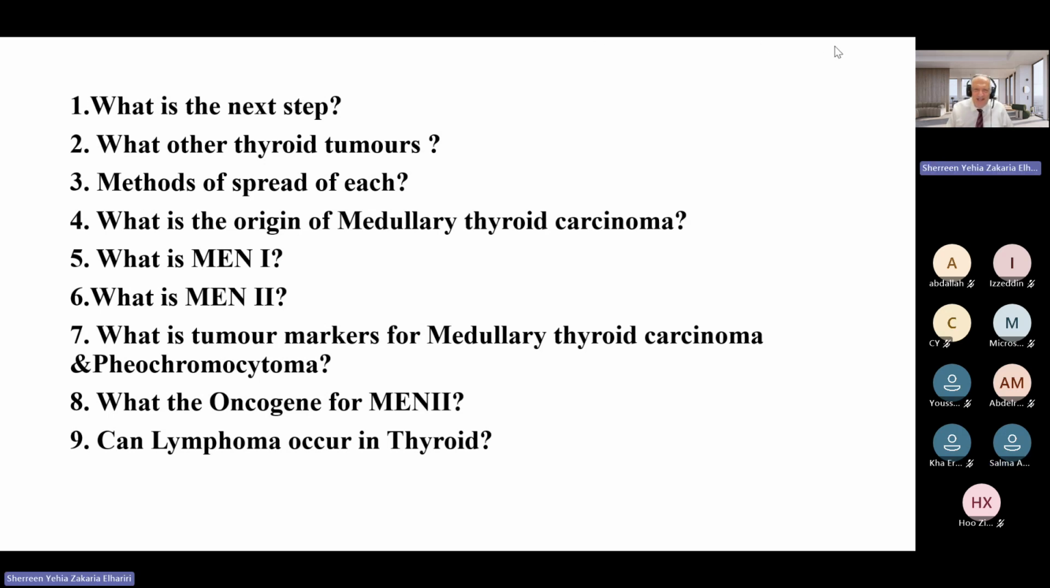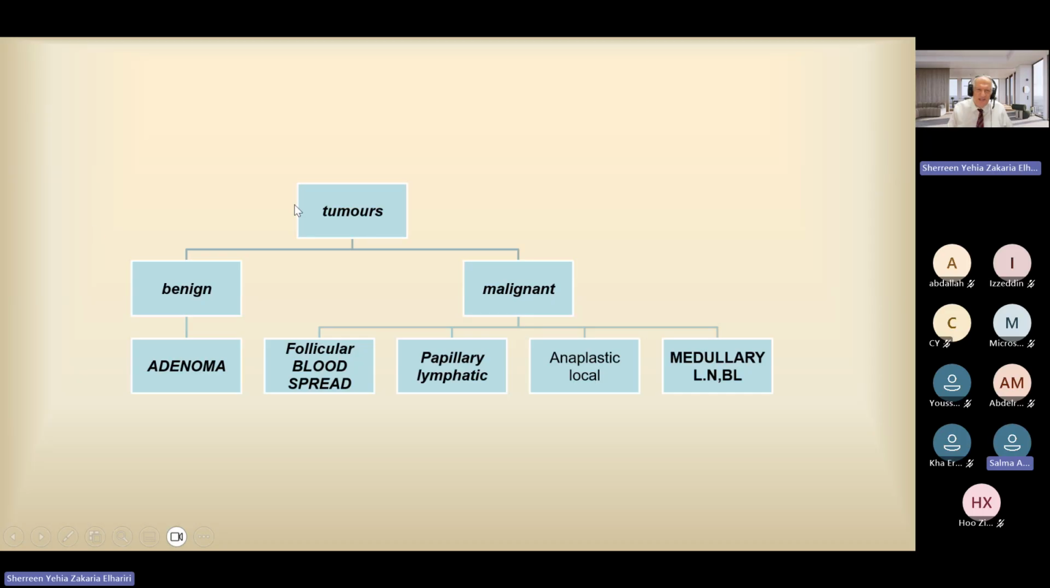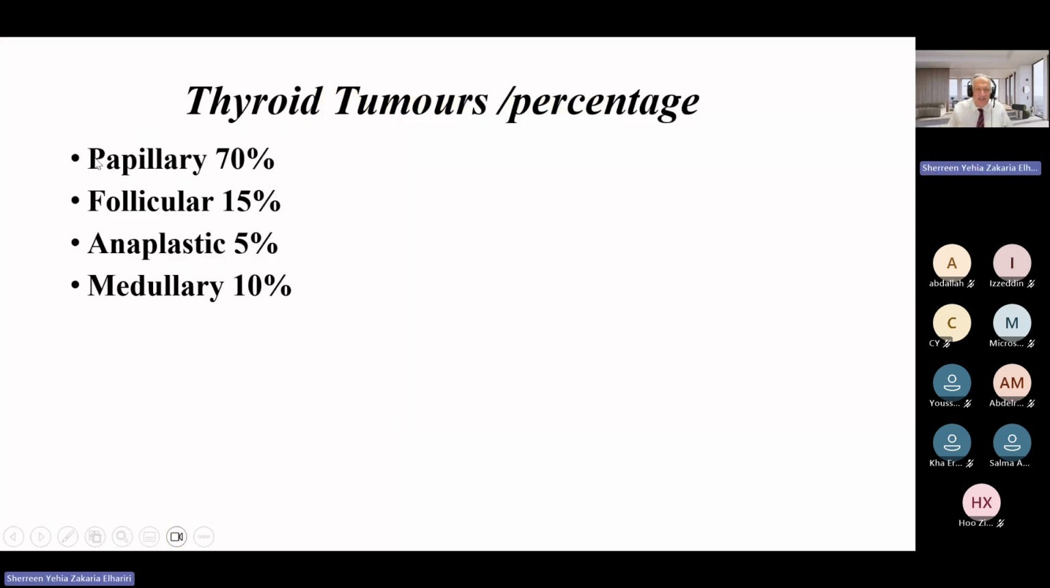Okay, so back again to your question. What is the oncogene in multiple endocrine neoplasia type 2? Type 2, it is the RET oncogene. RET. Can lymphoma occur in thyroid? Lymphoma in thyroid, yes, but it is secondary. Secondary to what? Hashimoto. So you can see the tumor of the thyroid: follicular spreads by blood, papillary by lymphatics, anaplastic, medullary. The common is papillary, while thyroid tumor is rare.